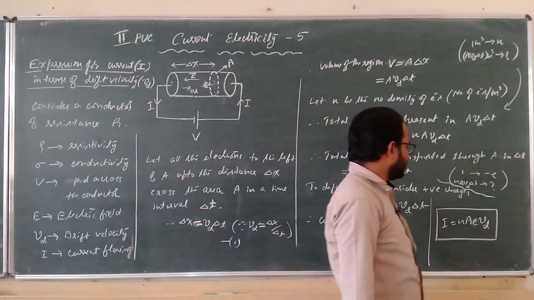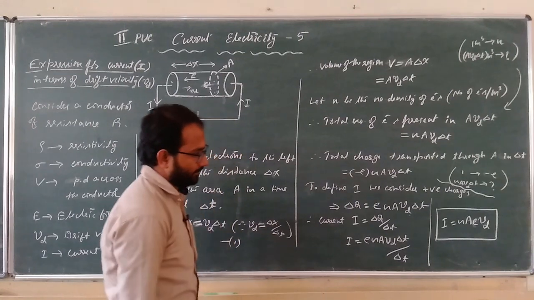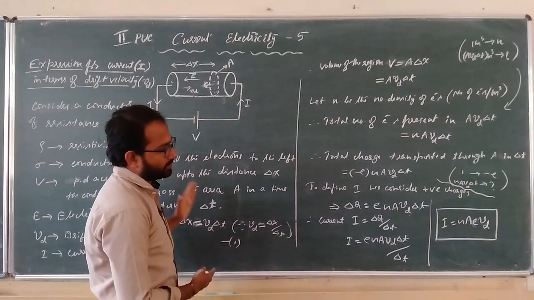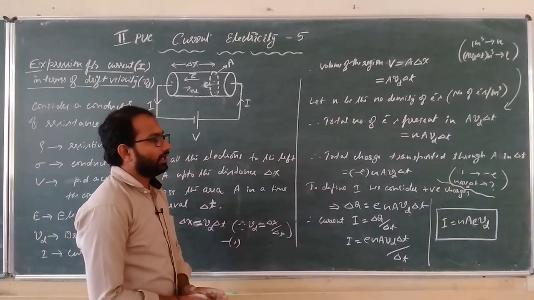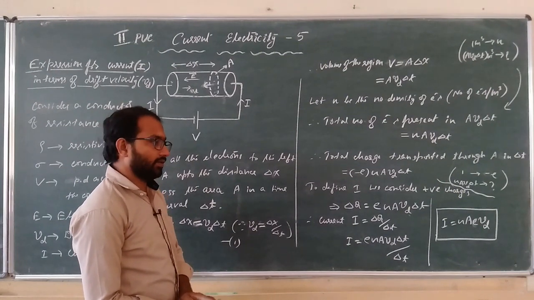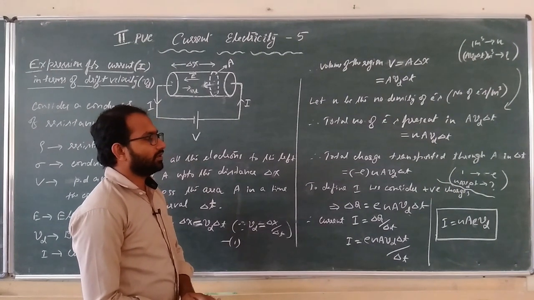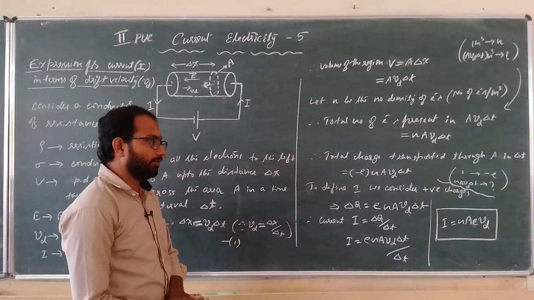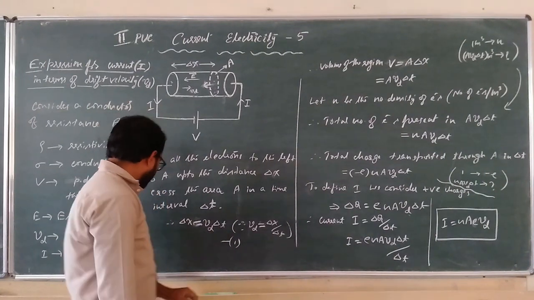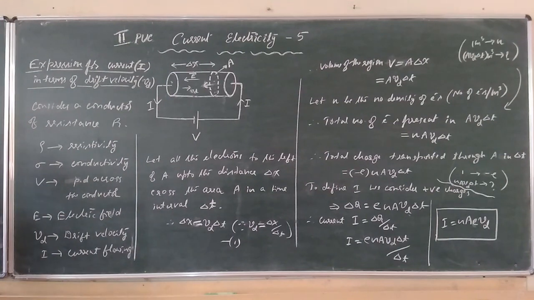Okay, current is n A e into v_d. n is the number density, A is the area of cross section of the conductor, e is the charge of the electron, v_d is the drift velocity of the electrons, which is of the order of 10 to the power of minus 5 meter per second, as I told. Right, that is the expression for current in terms of drift velocity. It's an important derivation, very easy to understand, right?